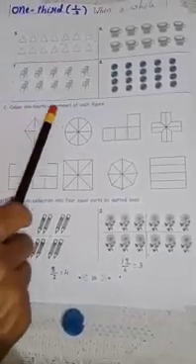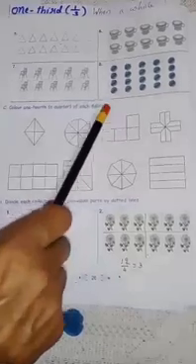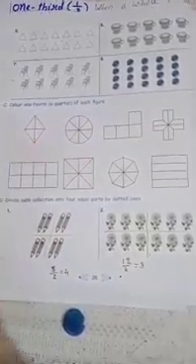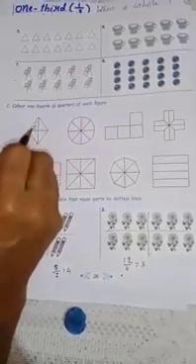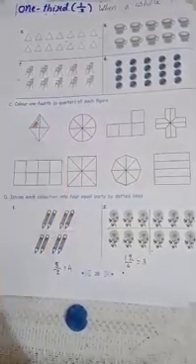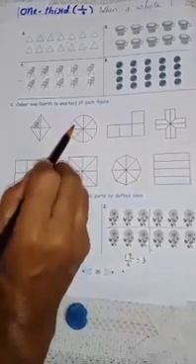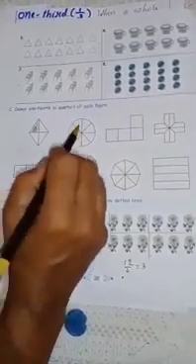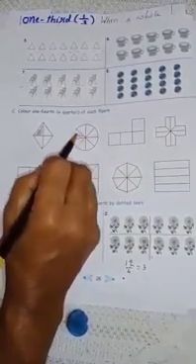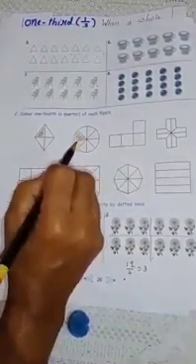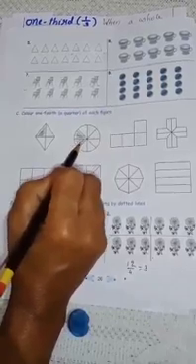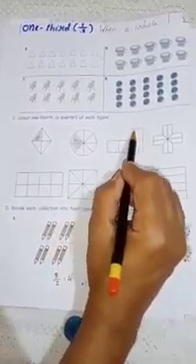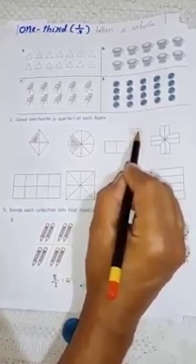Color 1/4 or a quarter of each figure. Here the figure is divided into 4 equal parts. 1/4 means only one part you have to shade. Now the second one. How many equal parts? 1, 2, 3, 4, 5, 6, 7, 8. In 8 you have to darken 2 parts. Okay, here 1, 2, 3, 4. Only one you have to darken or shade.